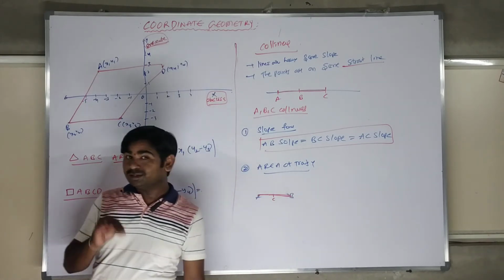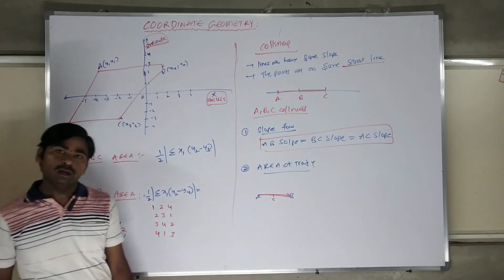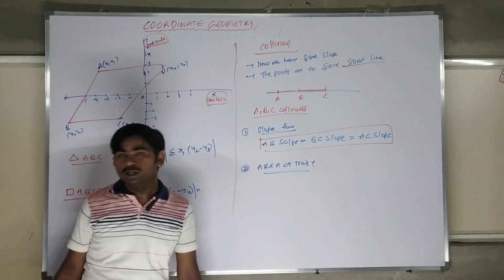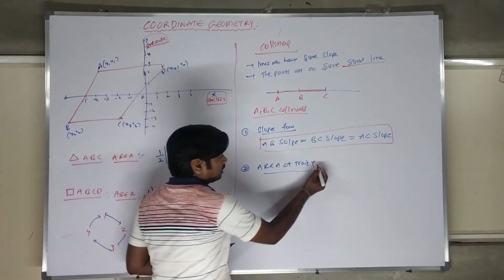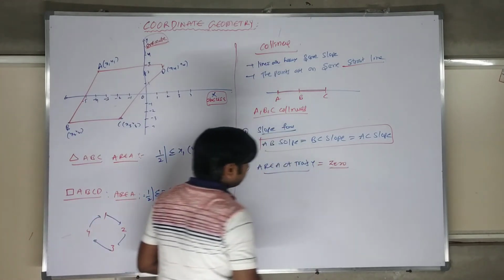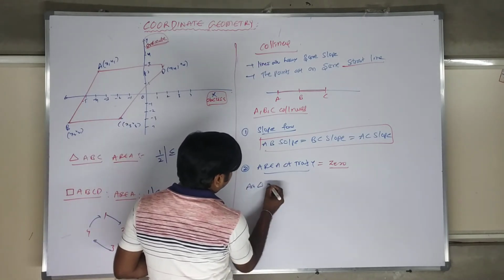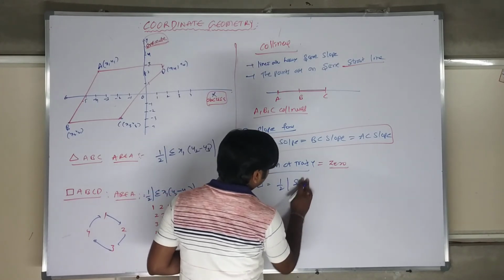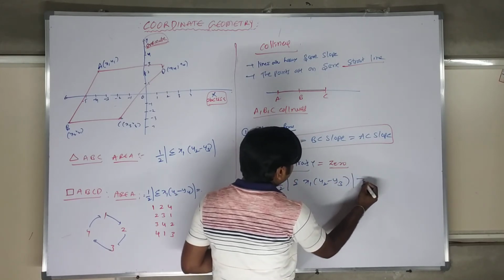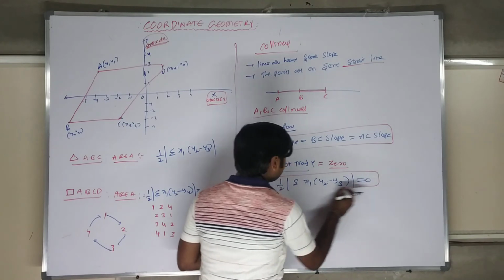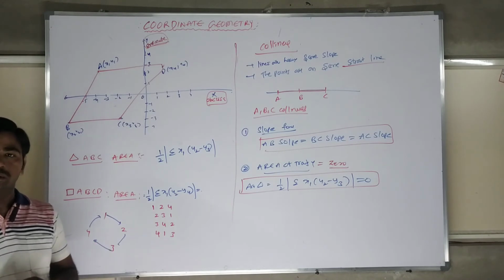It means when these 3 points are collinear, the area of the triangle formed by the 3 points, or coordinates, whatever it may be, should be 0. It means the area of a triangle is 0. What is the area of a triangle? This one. The area of a triangle is half into sigma x1 into (y2 minus y3). This area should be 0. Then also the points will be collinear.